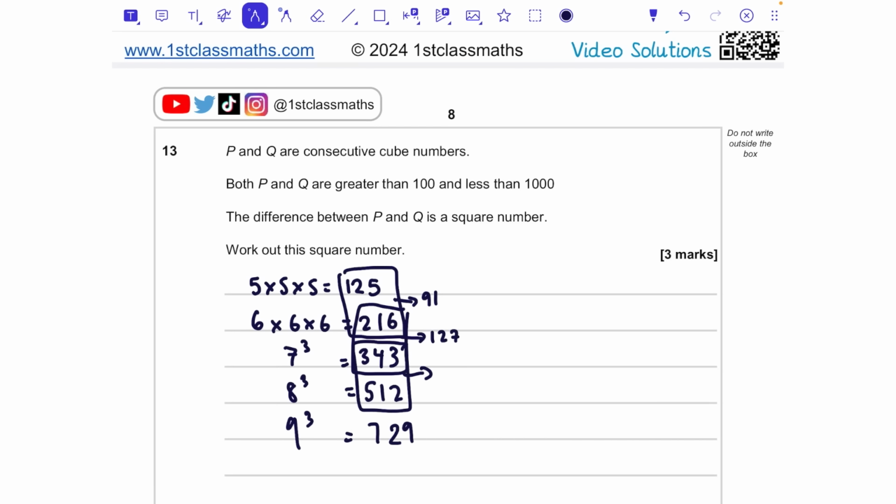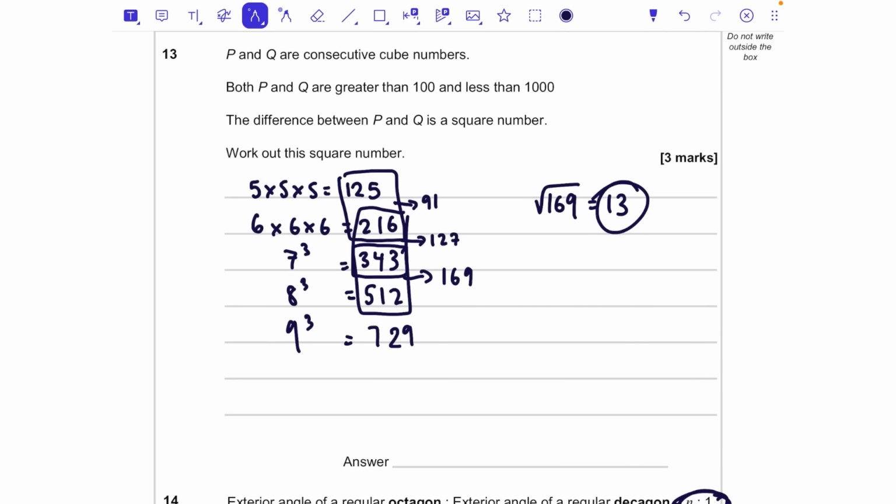512 take away 343, that's 169, and that is a square number. So that's actually 13 squared. So you could write out all the square numbers, but 169, the square root of that is 13. So 169 square rooted is 13. So there we go, we found it. So P and Q are consecutive cube numbers. Both P and Q are greater. So work out this square number. It's the square number we have to give, and that is 169.